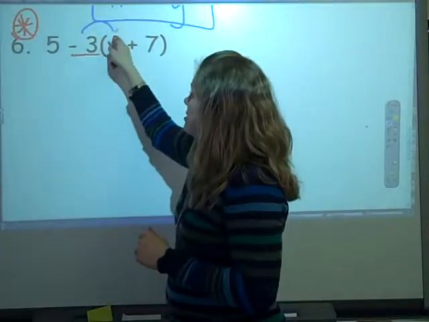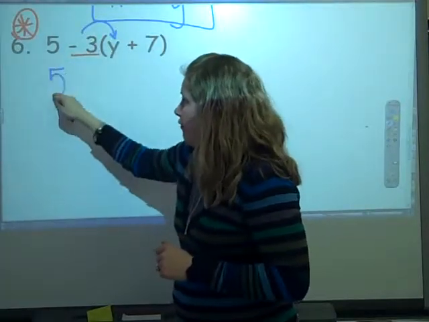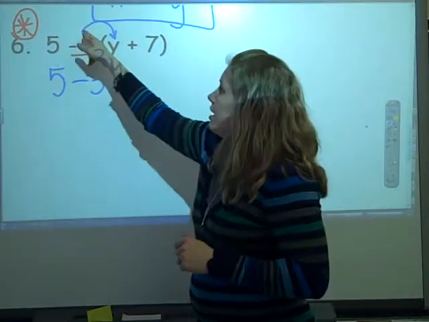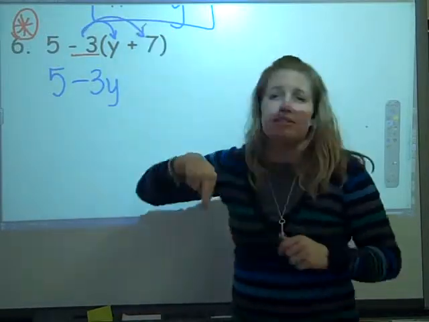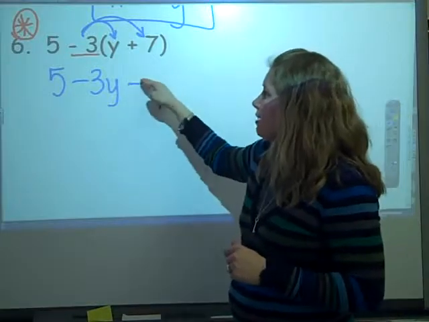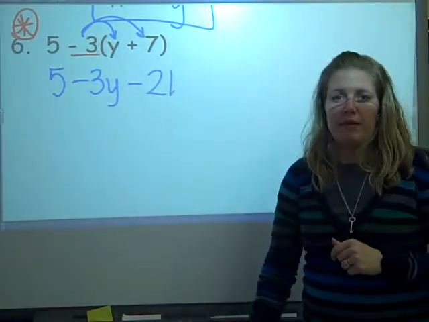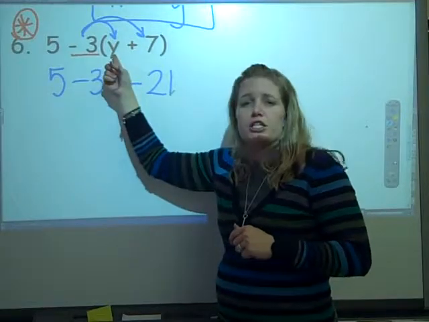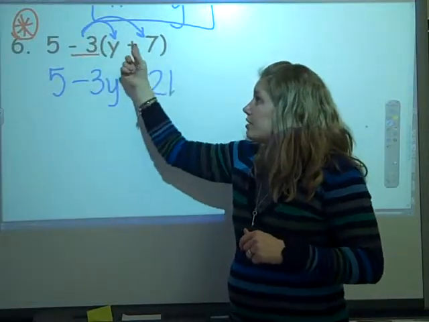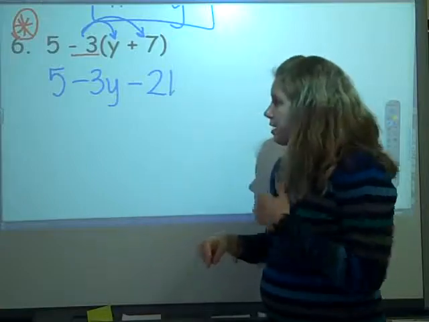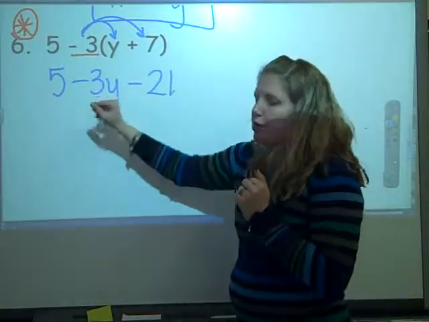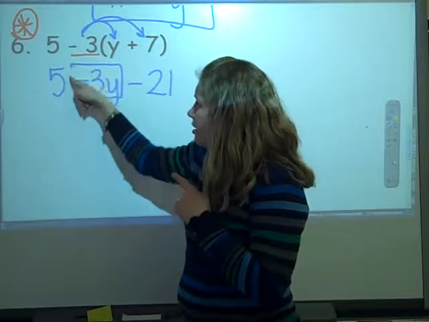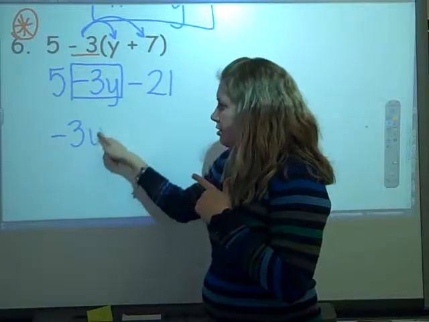Okay, this means negative 3 times y. Bring down my 5. Negative 3 times y, negative 3y. Negative 3 times 7 would be negative 21. And right here is where kids mess up. They realize it in the first part, but then the second part they bring down the plus. Now I combine like terms. There are no other y's for that to go with. So I take my negative 3y and I bring it into the answer.